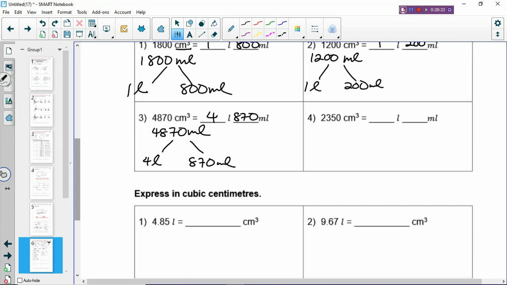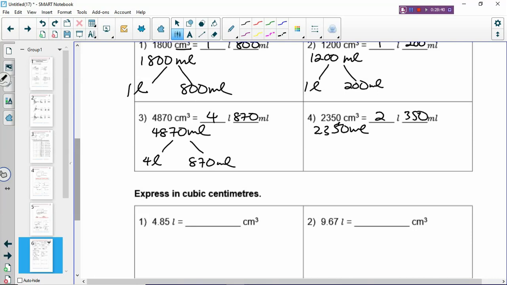Okay, and the last one. So you can change it to ml. And if you're very good already, you don't need to show the number bonds. Alright, if you're good, then you can just put down the answer immediately. That will be 2 liters, right? 2 liters and 350 ml.